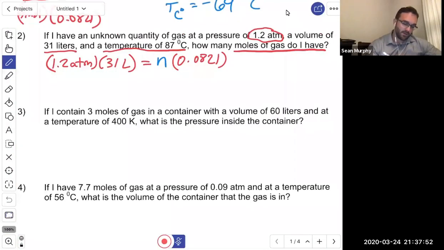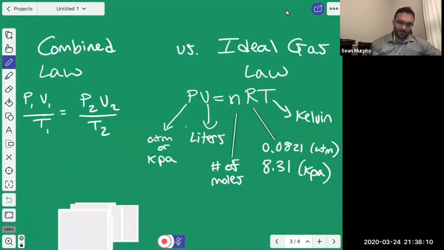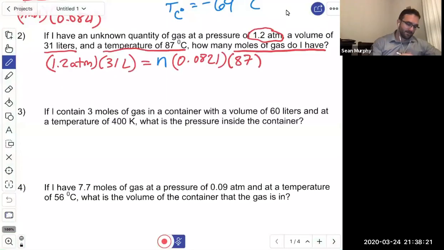And then we have our temperature. And our temperature is 87 degrees. Wait a second. They gave it in Celsius. We can't be using the unit for Celsius in the temperature. We have to use Kelvin. All right, let me get the eraser out.